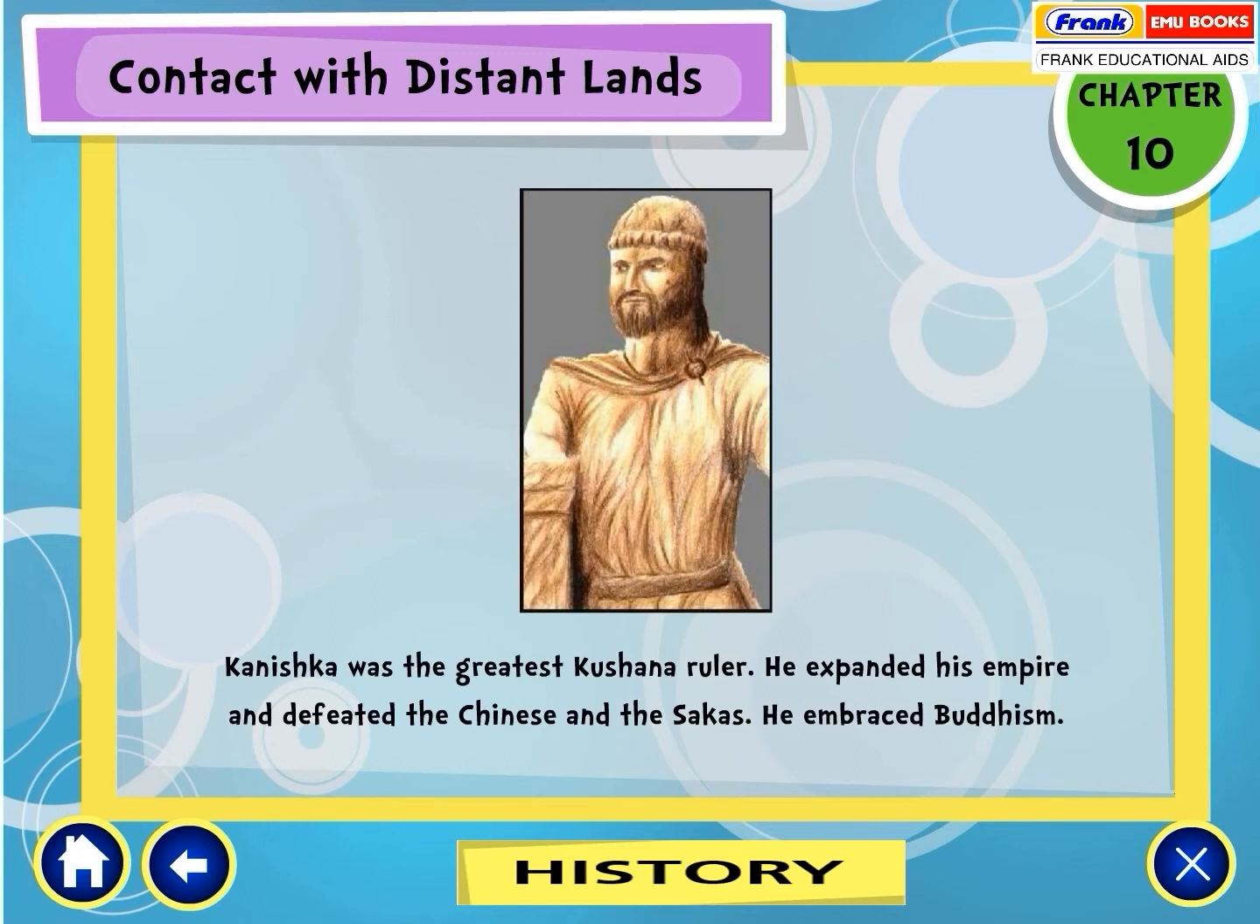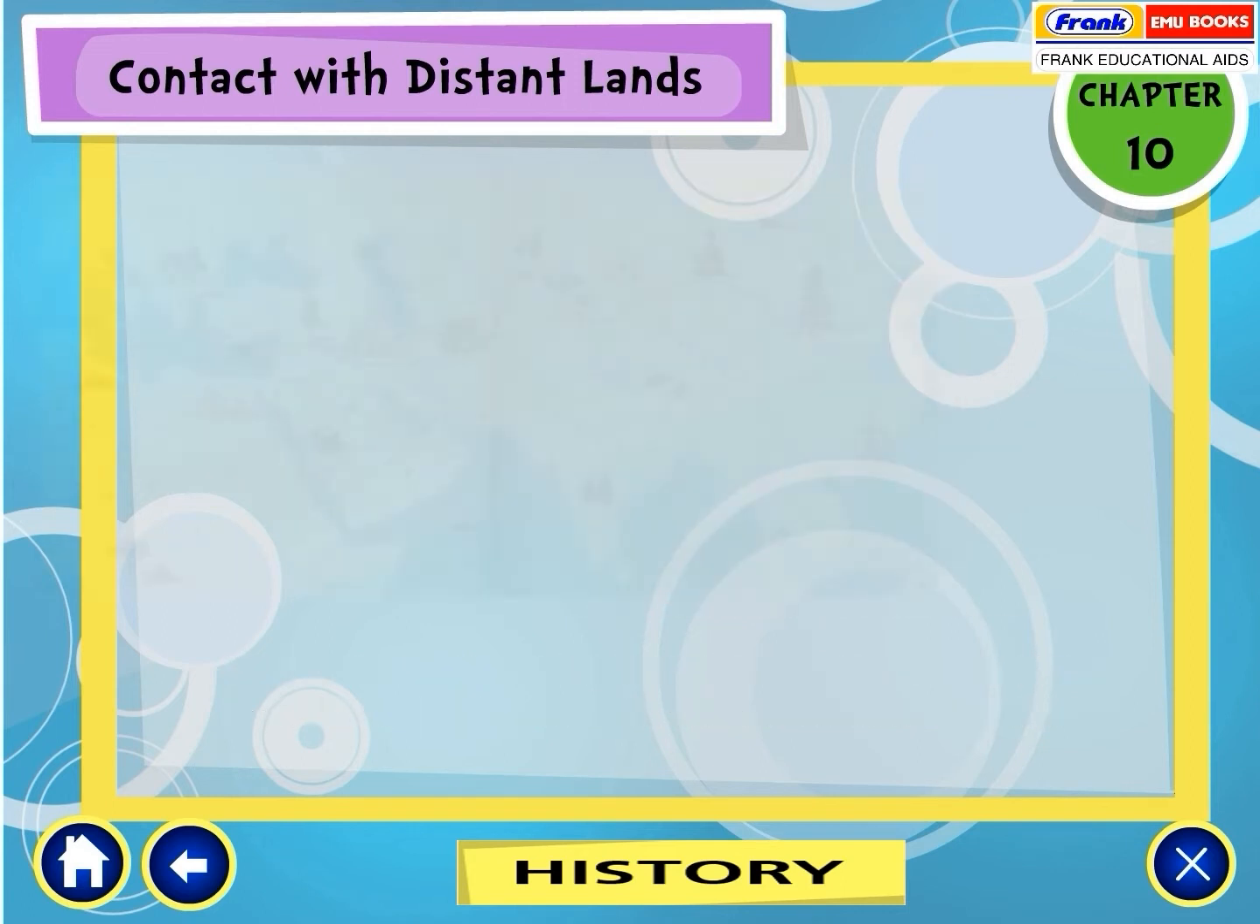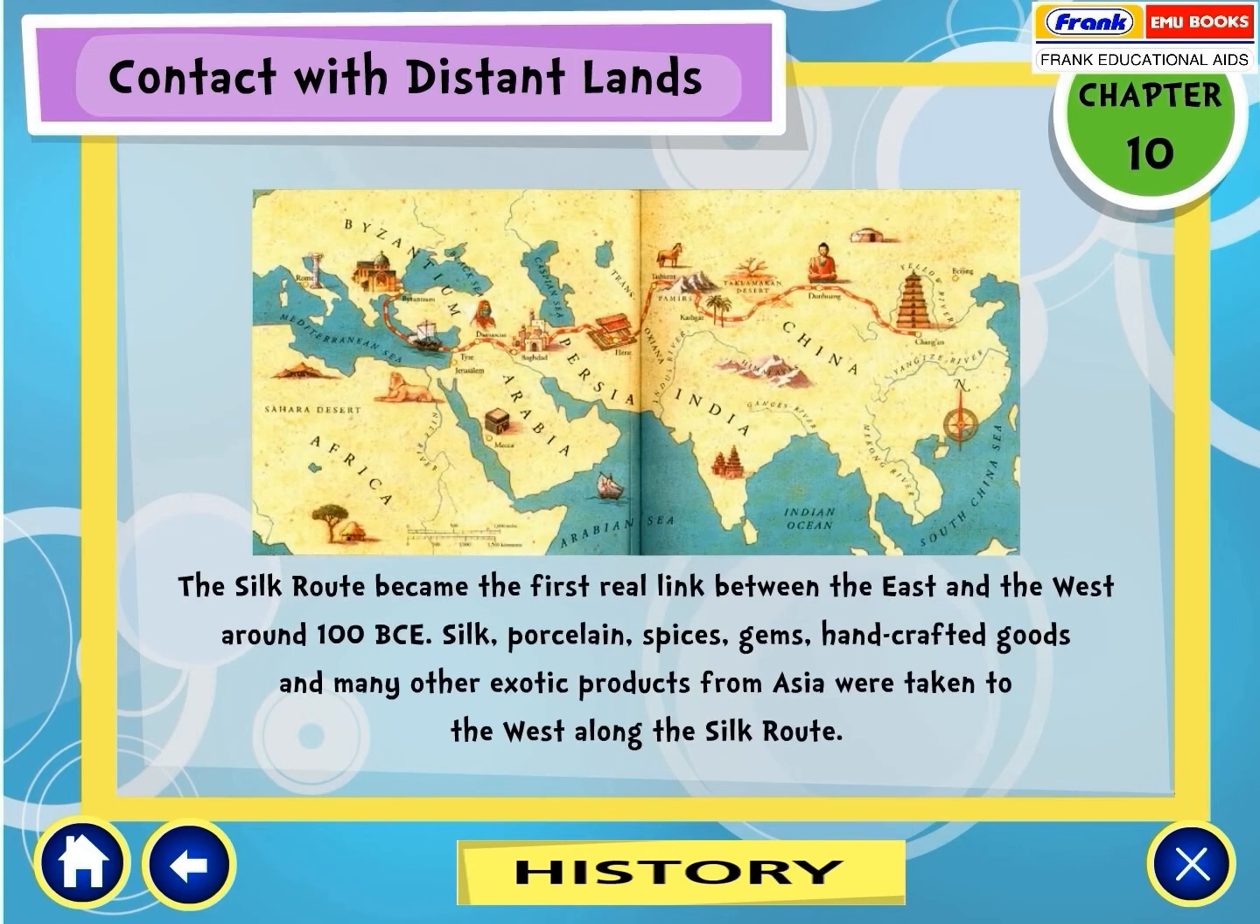Kanishka was the greatest Kushana ruler. He expanded his empire and defeated the Chinese and the Sakas. He embraced Buddhism. The Silk Route became the first real link between the East and the West around 100 BCE.